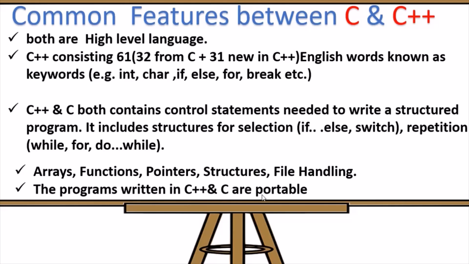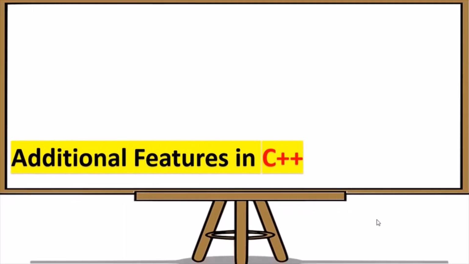Then the next common features between C and C++ are arrays, functions, pointers, structures, and file handling. And the last one is that programs written in C and in C++ are both portable. That means we can transfer the code from one machine to another machine. So these are the common features between C and C++. There are various features, but these are the main basic features which are common between C and C++.